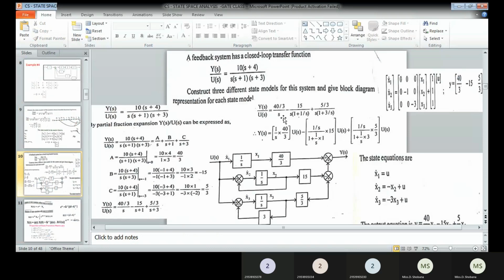Now what we are going to do is write Y of s in such a way that we can draw the canonical state diagram. So Y of s is equal to, the numerator is a constant, so you take that separately, and 1 divided by s is available. Therefore the forward path gain is 1 divided by s. U of s is being multiplied with all three terms. And then minus 15 is there, so take the minus out.